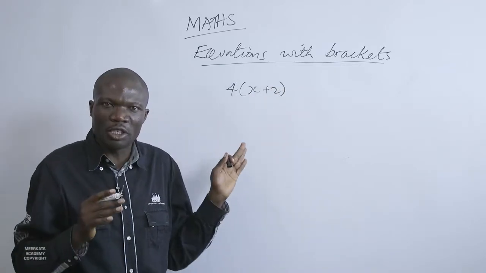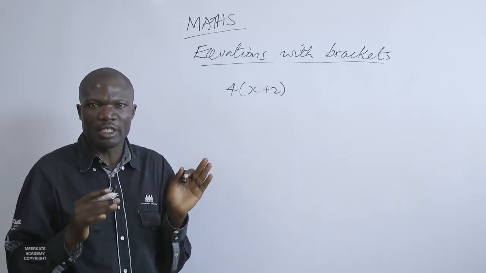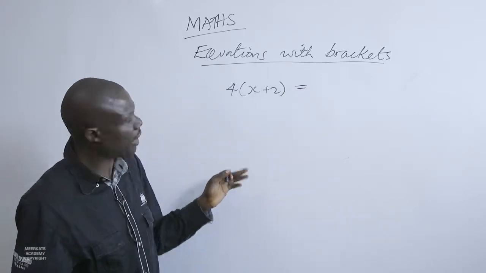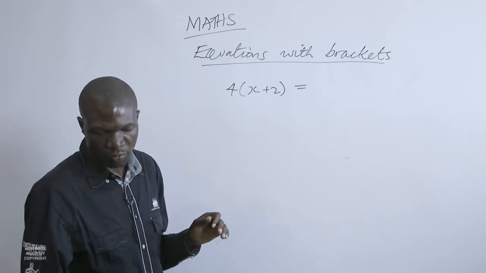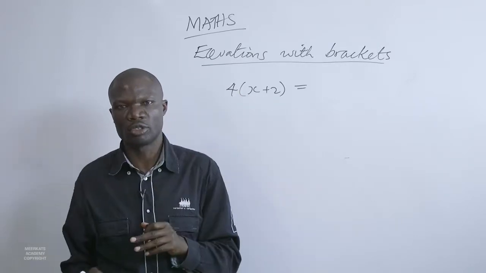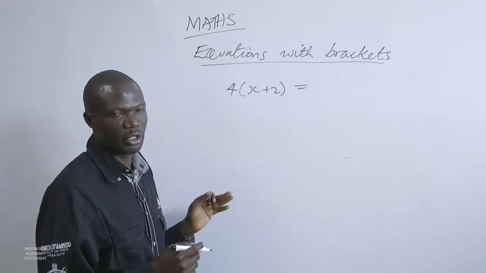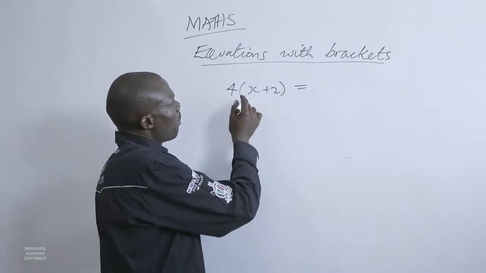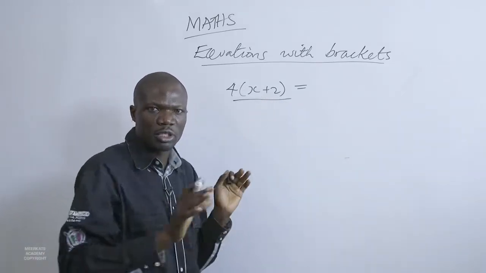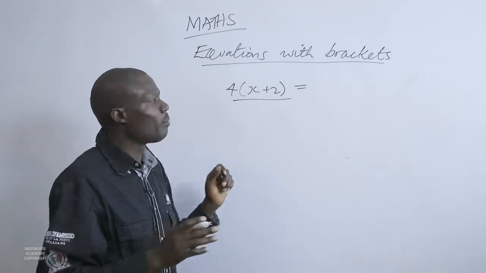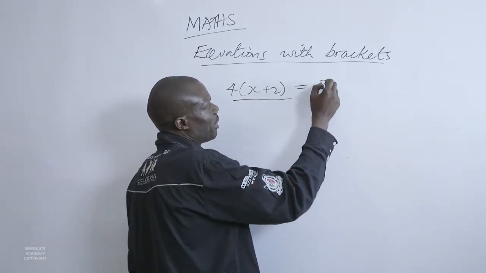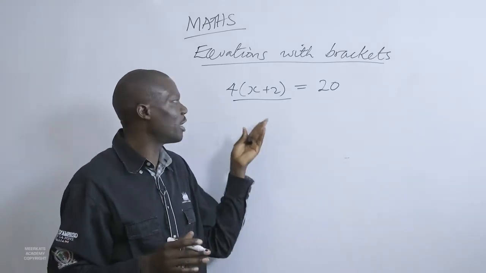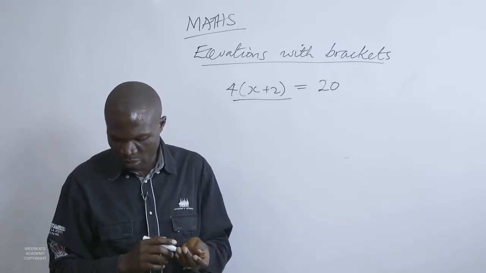This is an expression which is factorized. It is in brackets. But the moment we put an equal sign and equate it, then we shall say this is an equation. So we have an expression which is factorized, so it is in brackets, but the moment we equate it to a certain number here, we are able to solve the equation given the brackets.